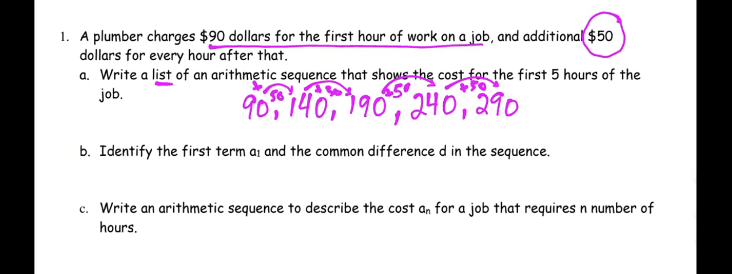The second question says, identify the first term, a1, and the common difference, which is d. In this list, we can see that the first term is 90 and the common difference is 50 because that's the number that we keep adding every single time.